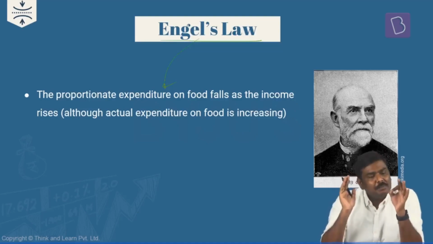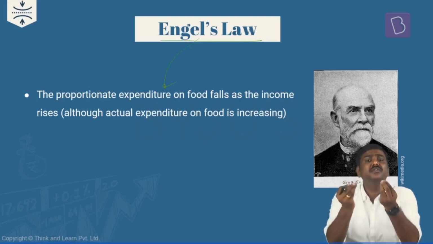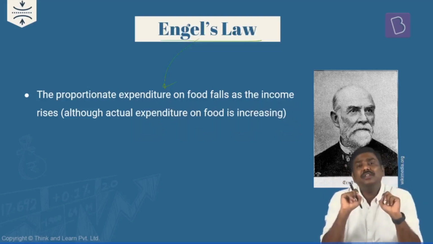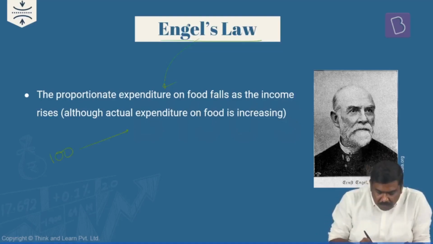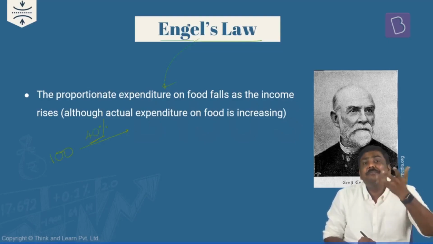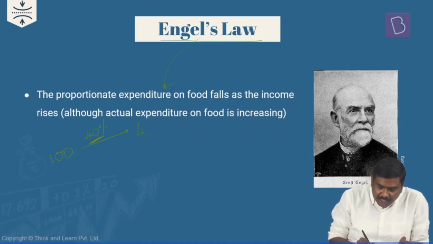Whenever the income of a particular person increases, the expenditure done by the person on essentials such as food increases but not proportionately. What is the meaning of this? Let's say hypothetically, a particular person has an income of 100 rupees. Out of 100 rupees, let's say hypothetically 40%. And whenever talking about percentage, you can use it to calculate proportions. Okay. So out of 100 rupees, he is spending 40 rupees on essentials such as food.